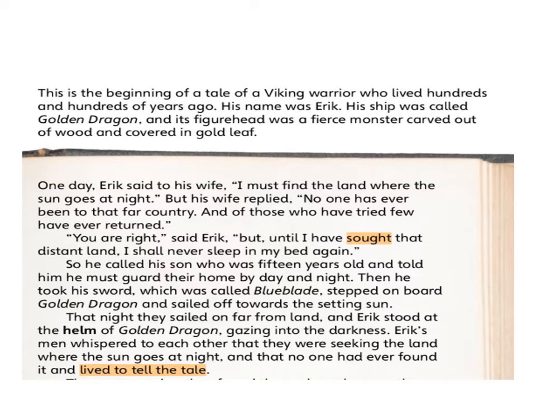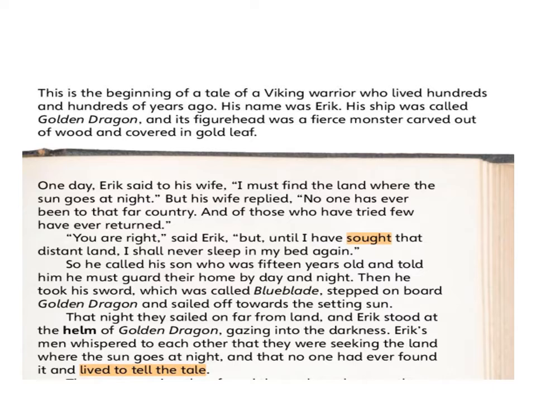Here it tells us that his ship was called the Golden Dragon, and its head was a fierce monster carved. What does carved mean? Who can tell me? Who remembers? Cut and shaped out of wood and covered in golden leaf.